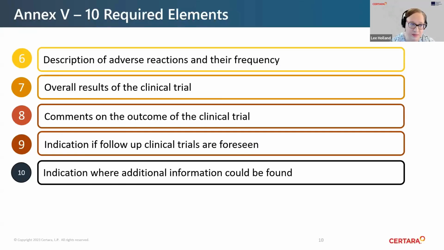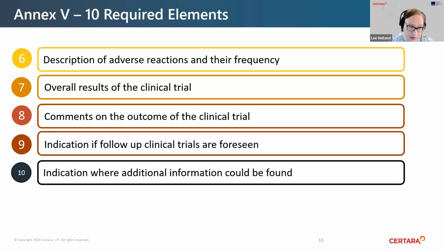And also a description of adverse reactions and their frequency. So I'm going to stop here for just a minute because I feel like there's sometimes a little confusion about this. When we're talking about the safety results in a plain language summary, what we are reporting are the related adverse events, or the adverse events that the clinical trial doctors believe are related to the study drug. A lot of times people think that we need to report treatment emergent adverse events. That's not the case. We need to be reporting those adverse reactions.